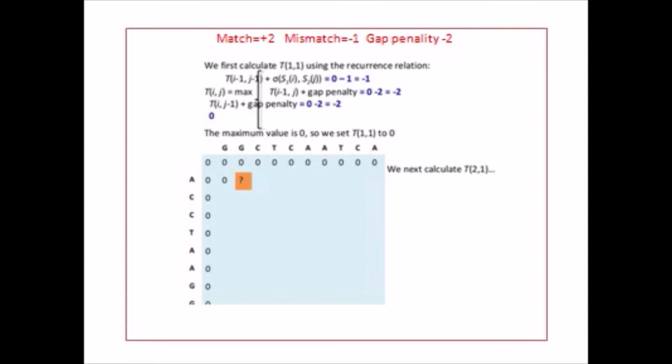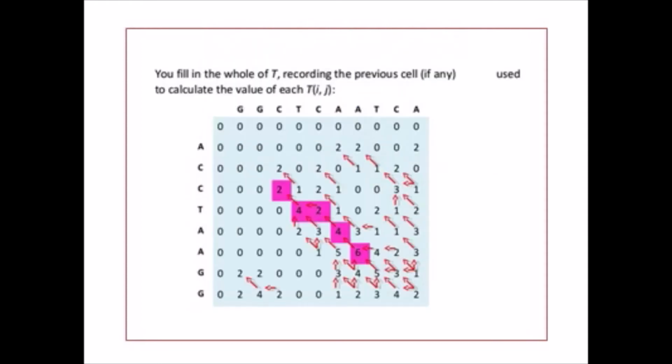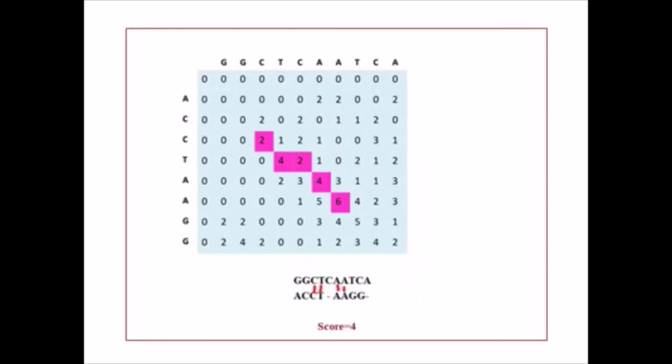Next, we calculate the other cells in a similar manner. You fill in the whole of T, recording the previous cell, if any, used to calculate the value of each T(i, j). The other cells can be filled and the result will be as shown in the figure. After filling the cells, the final step is backtracing. In this backtracing, we go from the maximum score to the minimum score to find the local regions.